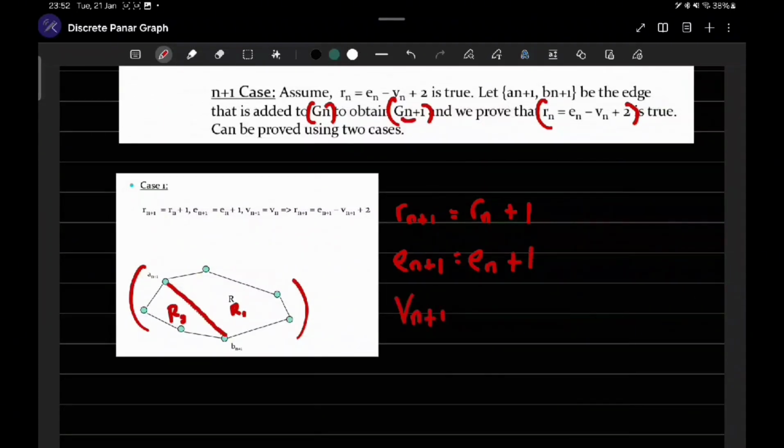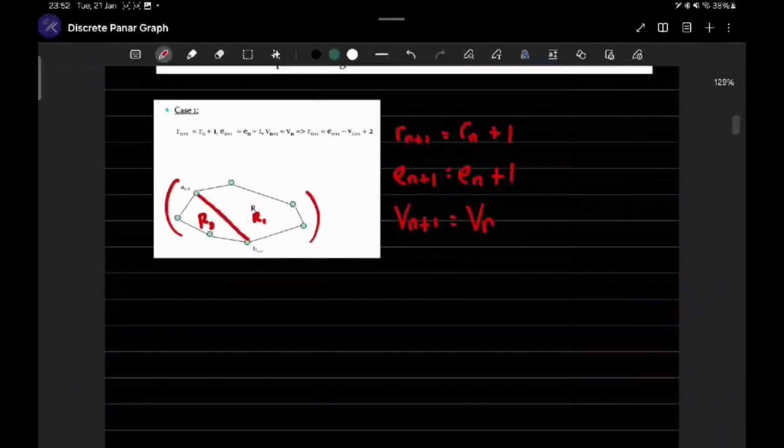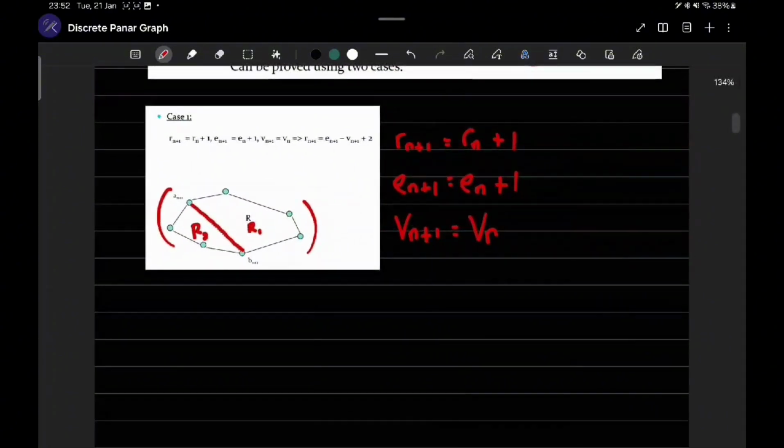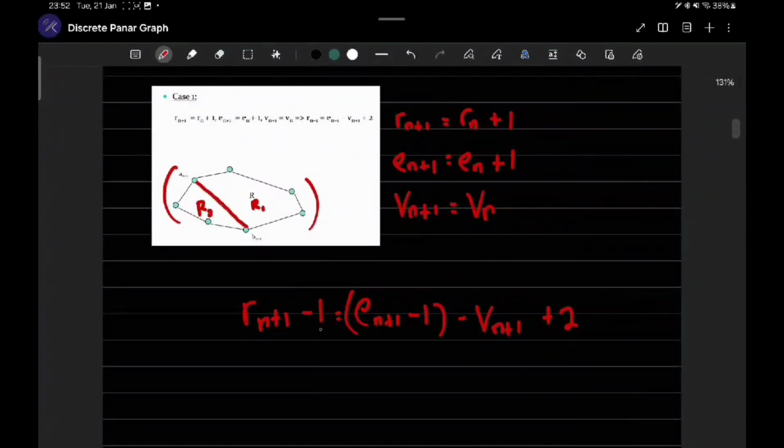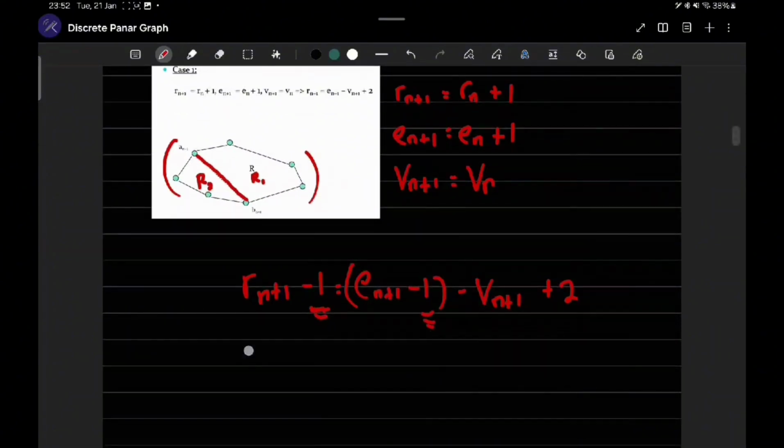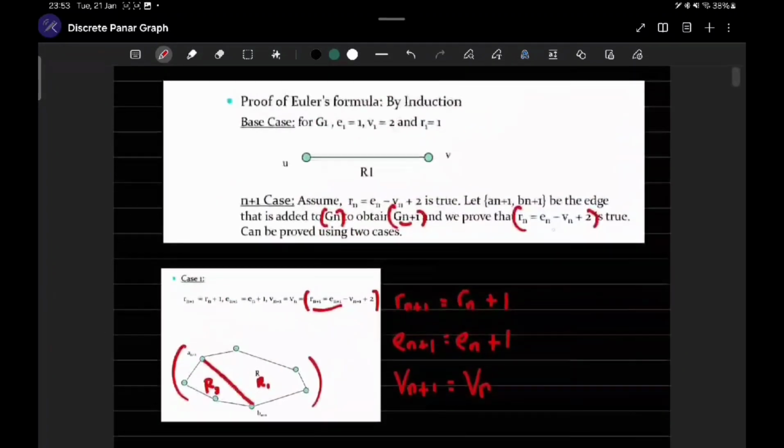While for the number of vertices, it remains the same. Thus we get this. Just apply it to the formula. And the negative one here and here cancel each other out, and we get Rn plus 1 equals En plus 1 minus Vn plus 1 plus 2. Thus we get the same formula from above here.